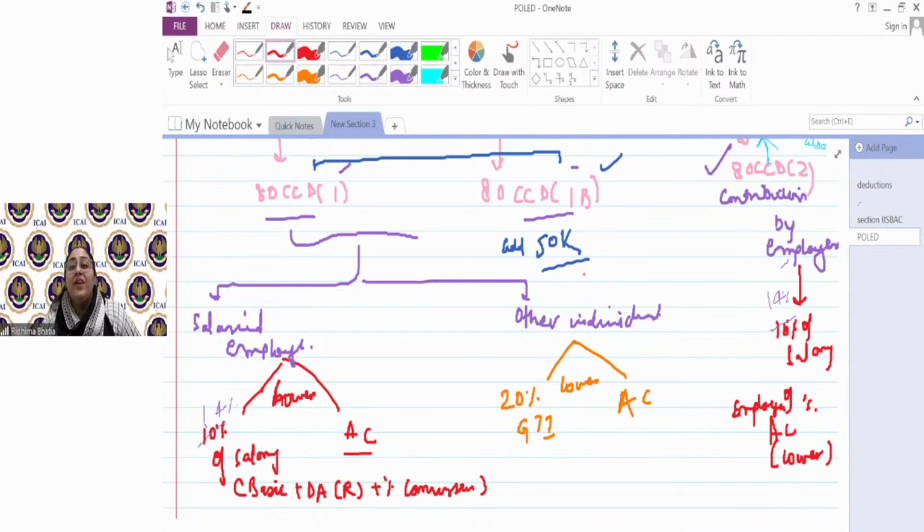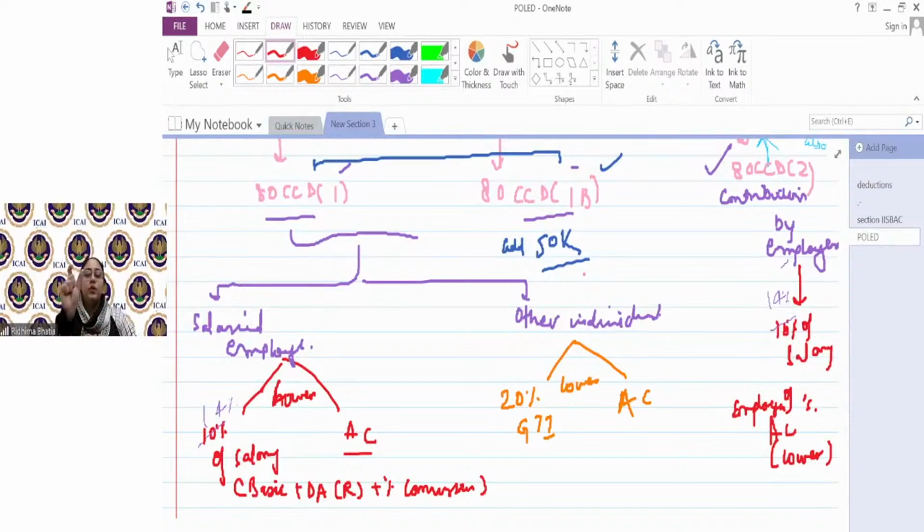80CCD(2), which is also allowed for a 115BAC person, is on the contribution made by the employer. So if I'm a self-employed person, 80CCD(2) would never be there. But if an employer is making contribution, first it would be taken as my salary under section 17, and this contribution of the employer would be eligible as deduction under 80CCD subsection 2 at 10% of salary or actual contribution, whichever is lower.